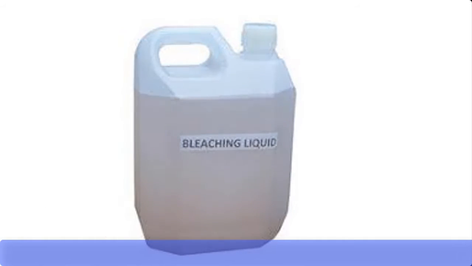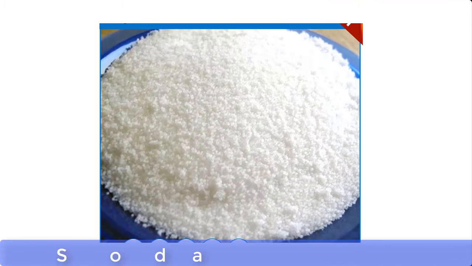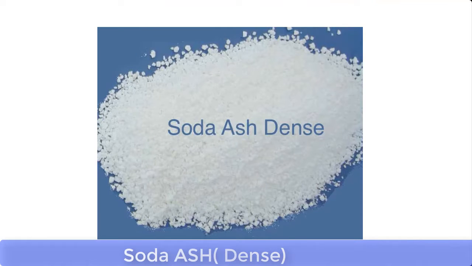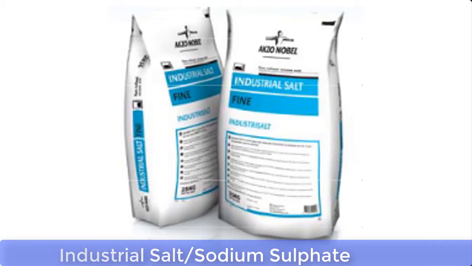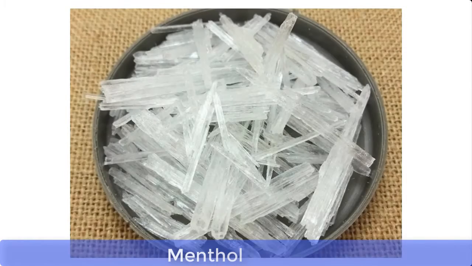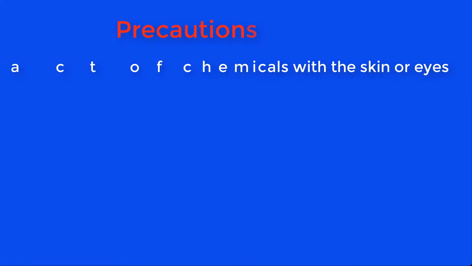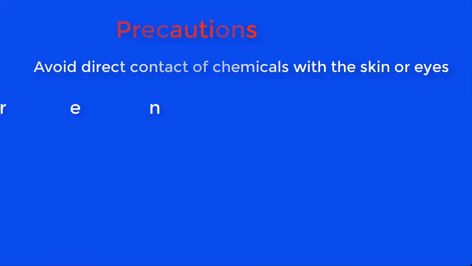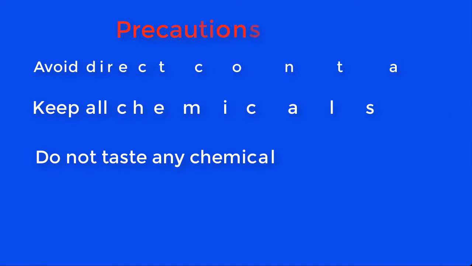Bleach can be made from the following materials. These are calcium hypochlorite, also known as industrial chlorine, caustic soda, soda ash dense, industrial salt or sodium sulfate, and menthol. Before we go into the mixing process proper, let's go through the safety precautions you will take as you do this preparation. Avoid direct contact of chemicals with the skin or eyes. Keep all chemicals out of reach of children and do not taste any chemical.